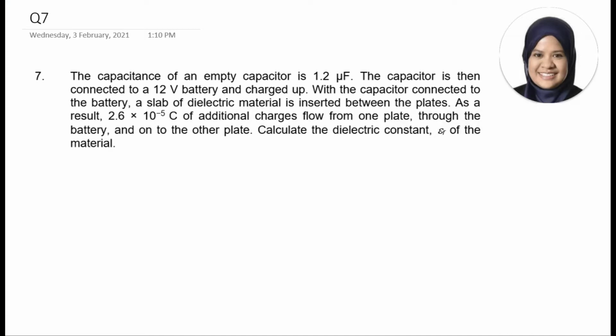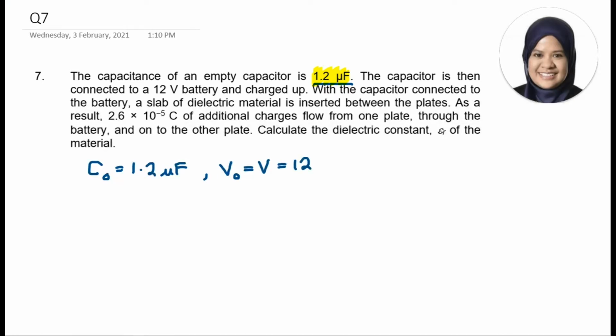C0 lah. C0 sama dengan 1.2 microfarad. Okay, seterusnya diberikan V. Ini V0 saya ataupun sama dengan V which is equal to 12 volt. Kenapa saya katakan equals to 12 V?